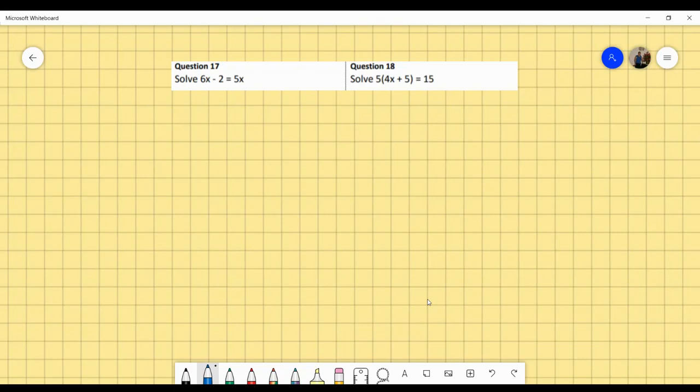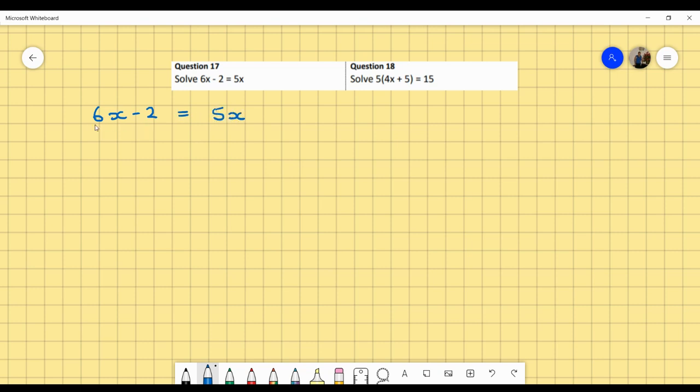So for these, we're going to have a look at how you solve an equation where the unknown, or the x in this case, appears on more than one side, and also how to solve equations that contain brackets. So if we start with question 17, I've got 6x minus 2 is equal to 5x.